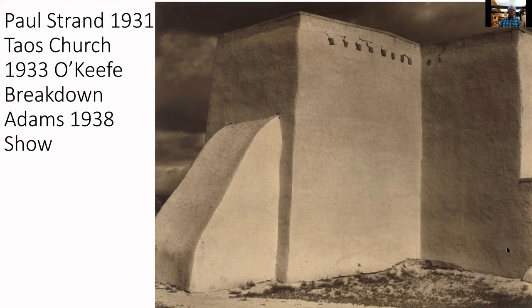Georgia O'Keeffe has a breakdown in 1933, perhaps connected with what's going on with her marriage, but she recovers. I think it made Stieglitz realize that he couldn't just have his affairs, and the breakdown pushes them back together, because he takes care of her. And then in 1938, Ansel Adams has his first solo show with Stieglitz, and so he's really promoting Adams as well.